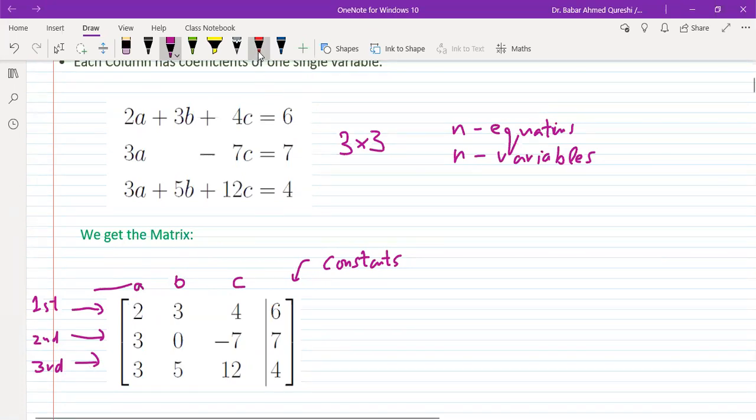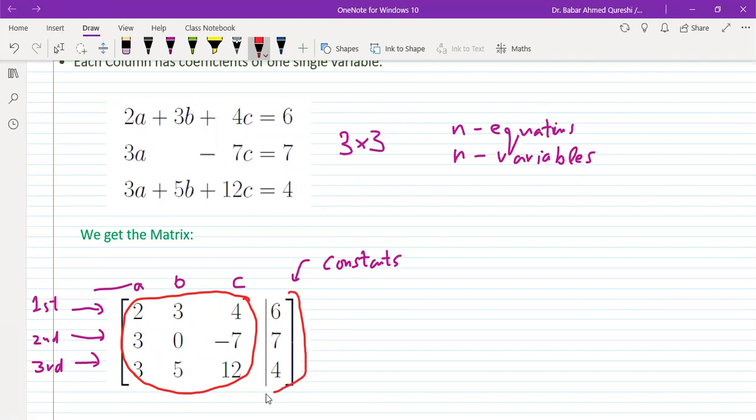Now, if I restrict to just the coefficients of variables, like this part, this is called the matrix of coefficients. And if I consider the whole thing, including the constants, that becomes the augmented matrix. We will be mostly dealing with the augmented matrix.